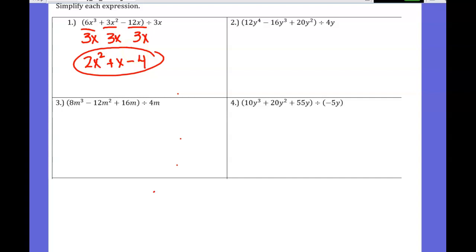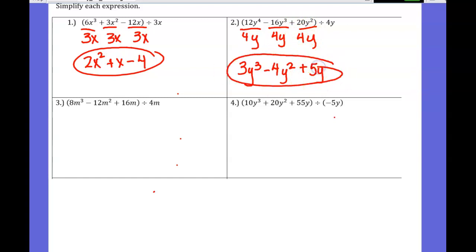Looking at the second one, I've got 12y to the fourth. I'm going to divide that by 4y, this one by 4y, and this one by 4y. I end up with 3y to the third. Then negative 16 divided by 4 is negative 4. Y is going to be squared. And then 20 divided by 4 is 5, and my y would be to the first power. There's my answer.